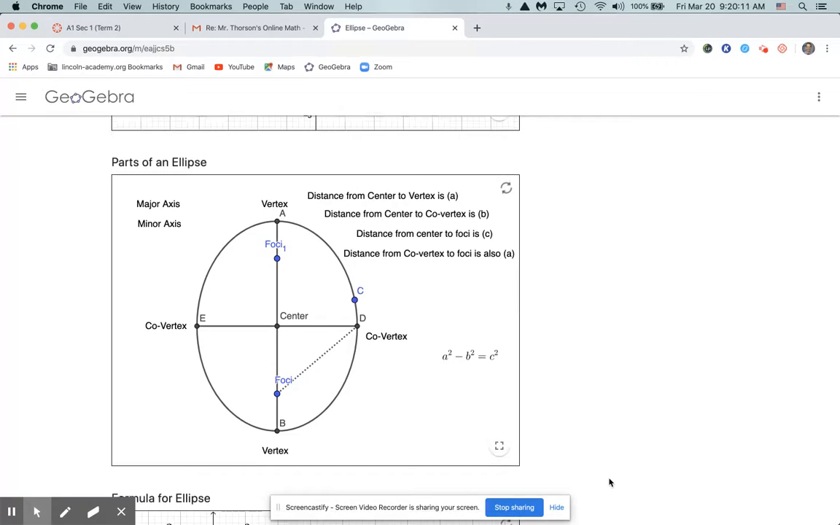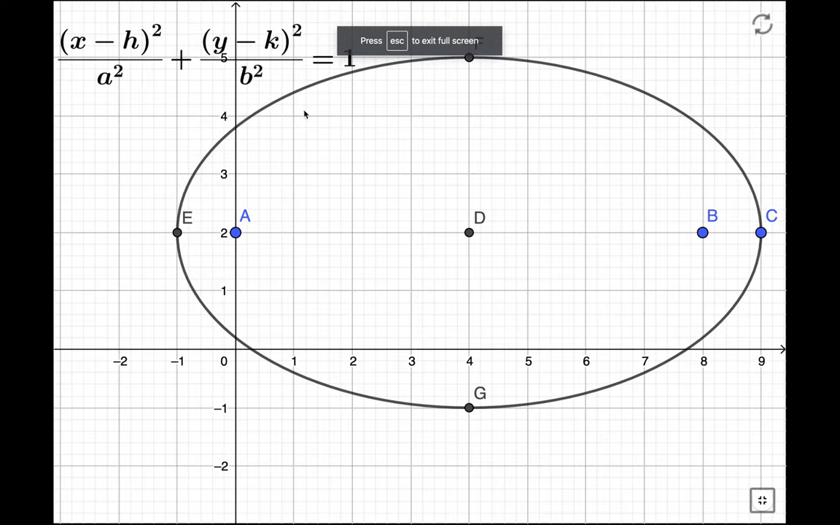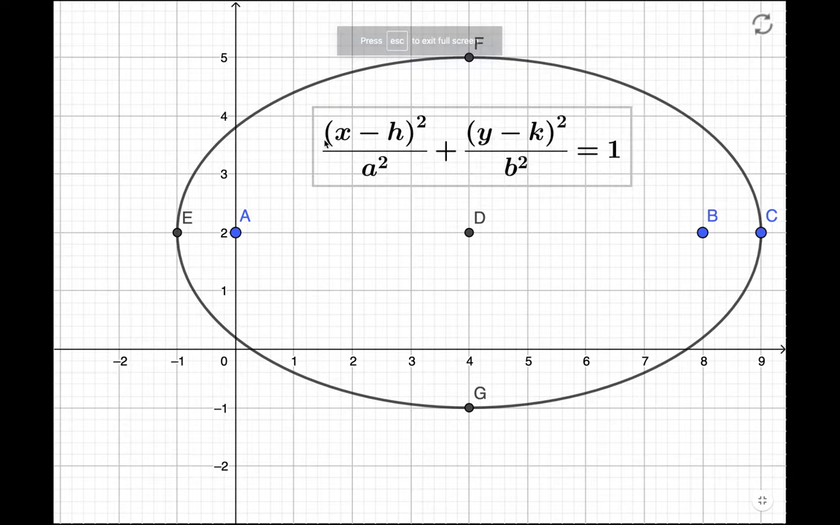Now let's talk a little bit about how we actually write the equation. The equation is written in this form where we have our center as a horizontal and vertical shift. Similar to circles, we have squares like we had on our circles in the last lesson, but we have an x minus our horizontal shift. For this specific one, h would be 4. X minus 4 squared, because the center of my ellipse is 4 units to the right. My k would be 2, because I'm shifted 2 units up. So it would be y minus 2 squared.